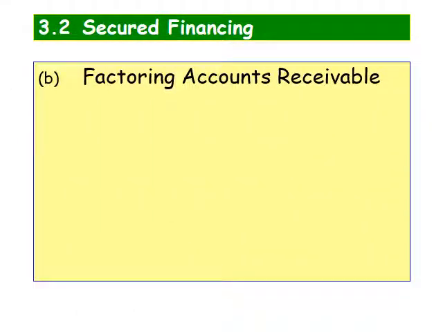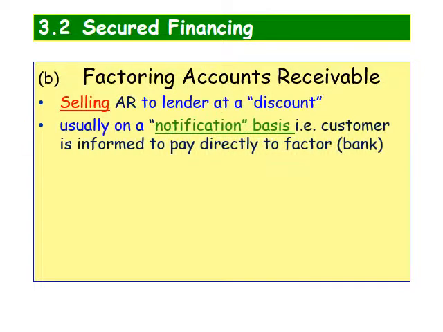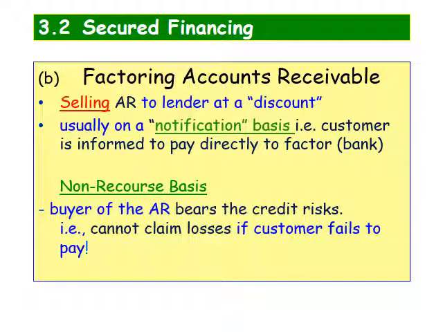Factoring accounts receivable. Selling accounts receivable to lenders at a discount, usually on a notification basis. For example, the customer is notified to pay directly to the factor bank. Non-recourse basis means the buyer of the accounts receivable bears the credit risk. So the bank cannot claim losses from the borrower if the customer fails to pay.